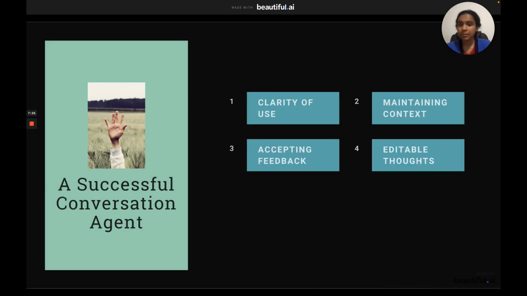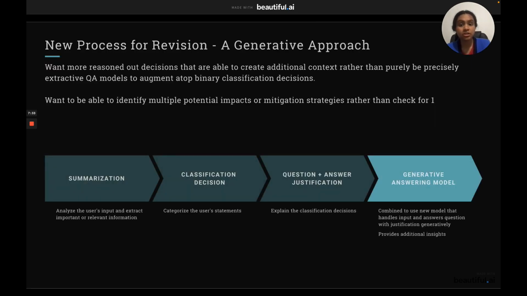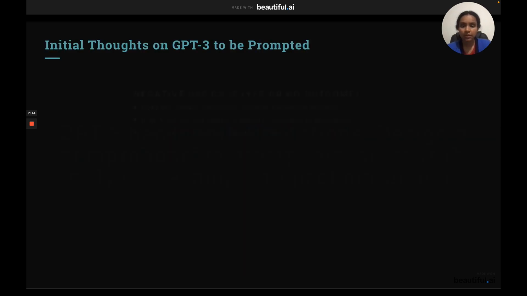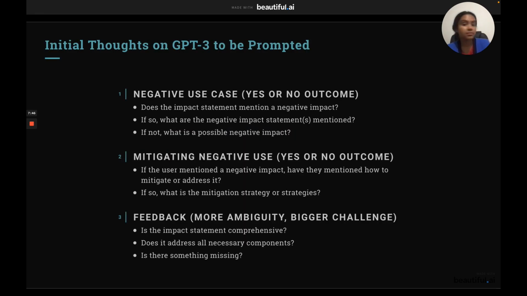However, in the future, we might move towards a more successful conversation agent, focusing on the idea of editable thoughts and maintaining context. How can we better accept feedback? A new process for revision takes a generative approach, which combines the classification decision with the QA justification by using GPT-3. However, GPT-3 has length limitations, so an effective prompt needed to be designed with only one example impact statement. So we should think about the negative use case, mitigating the negative use case, and the feedback all in one for some kind of structure.